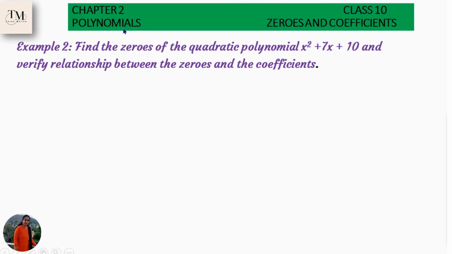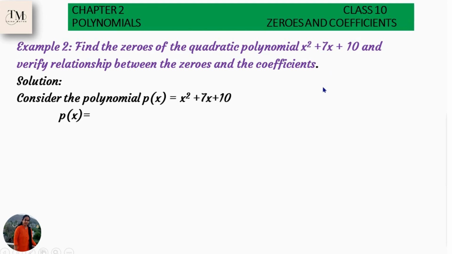So in this session, we are going to discuss examples 2, 3 and 4 from chapter 2, polynomials. Another topic: zeros and coefficients. Here we have to prove the relationship between the zeros and coefficients. The given polynomial is x square plus 7x plus 10. So let us take p of x equal to x square plus 7x plus 10.